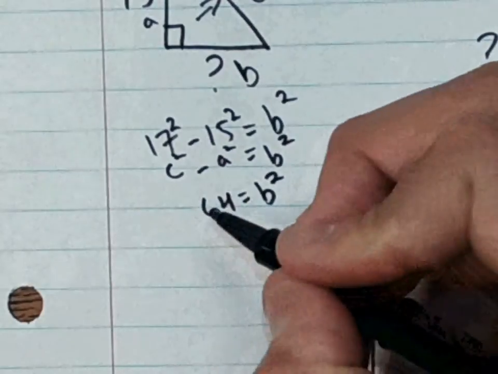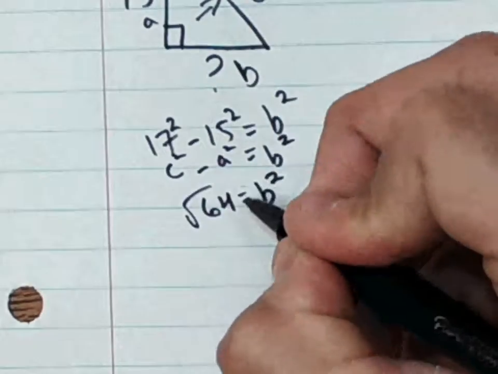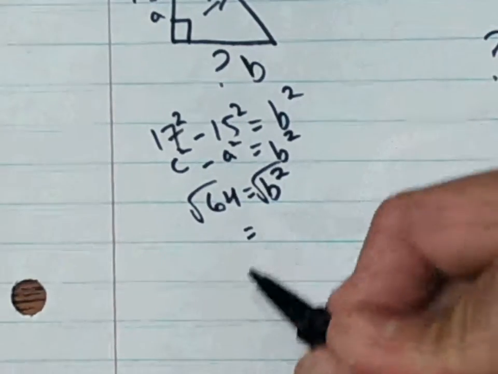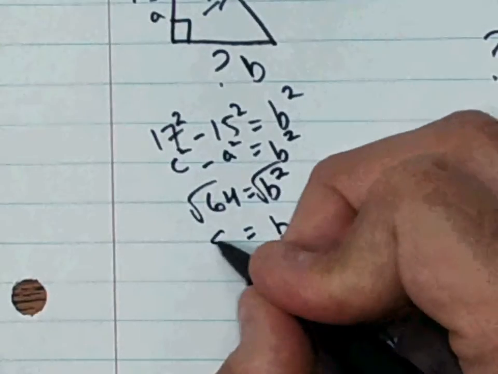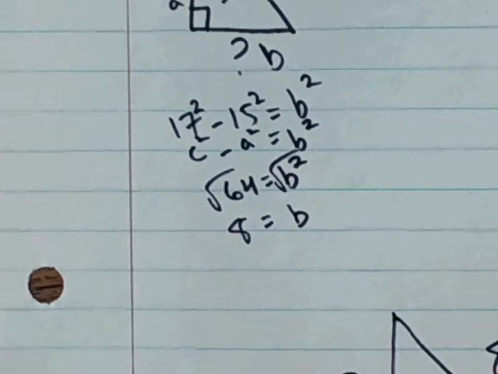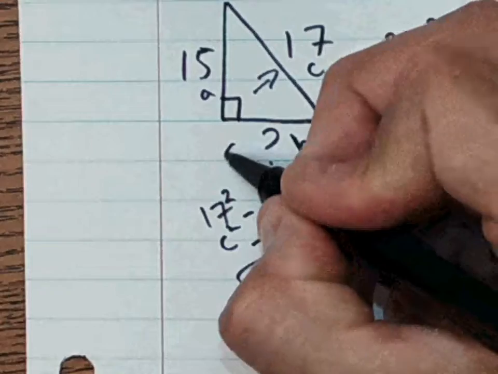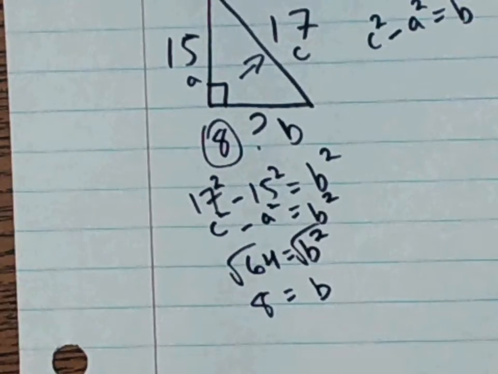That means we have to do one more step. We actually have to square root everything. And the square root of 64, the number times itself that gets to 64, is 8. And that's going to be the length of your missing leg. That's going to be the length of side B.